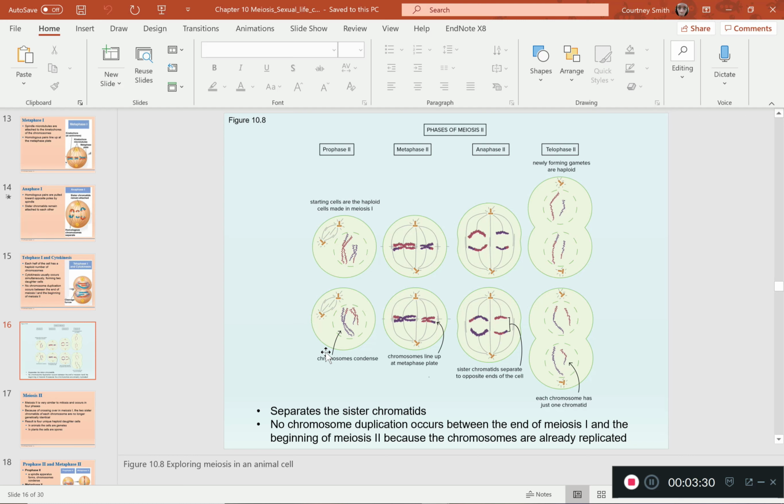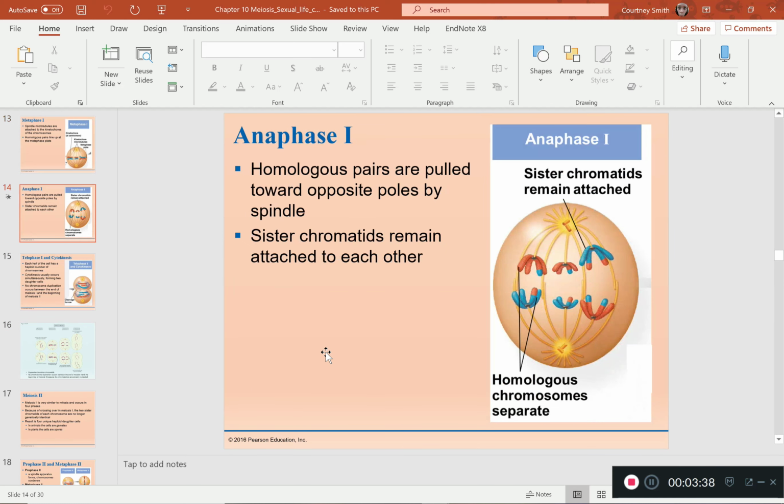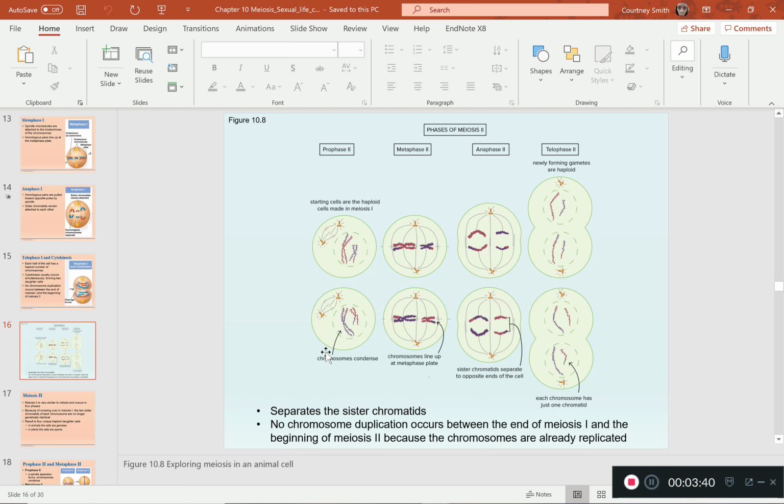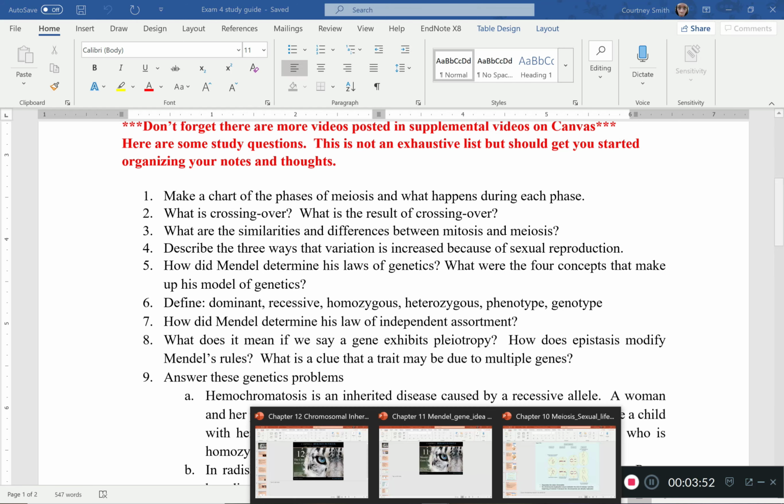That was a very quick overview of meiosis, but definitely go and look at the in-between slides, such as these, so you can get a better, deeper understanding. Okie dokie. With that, let's talk about what crossing over is and what the result of crossing over is. We actually already kind of did that, but let me go back to this slide.